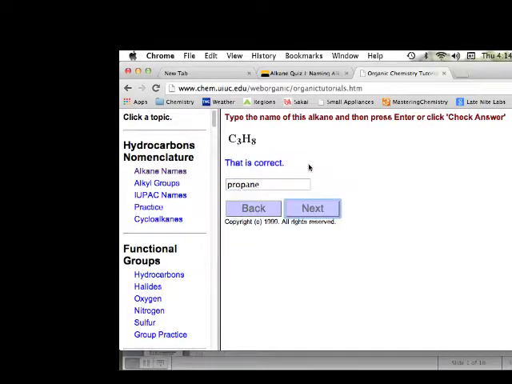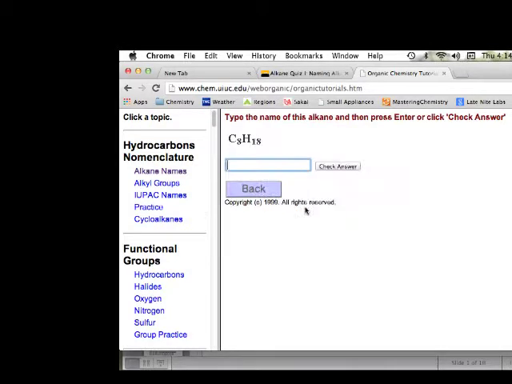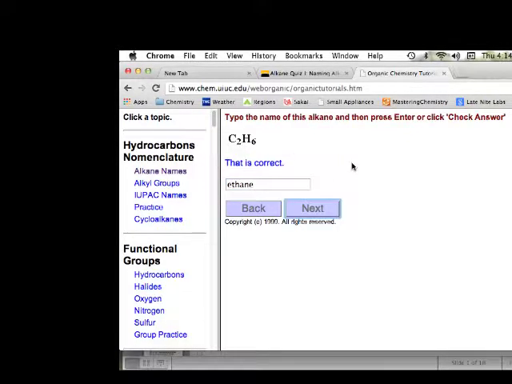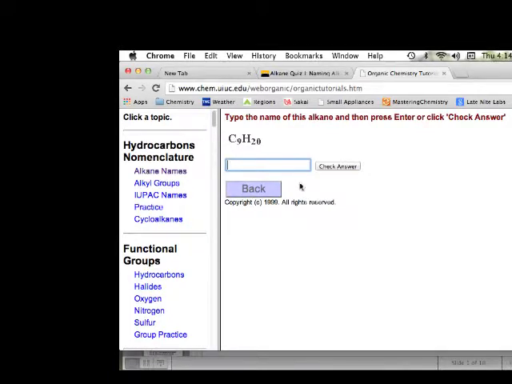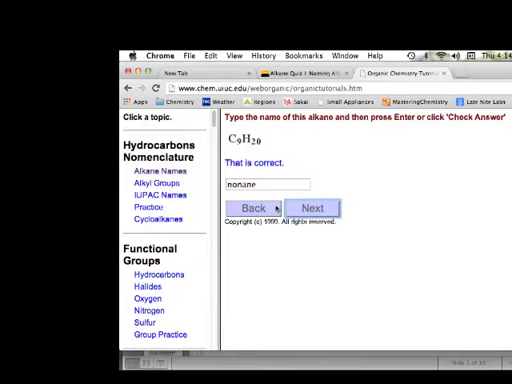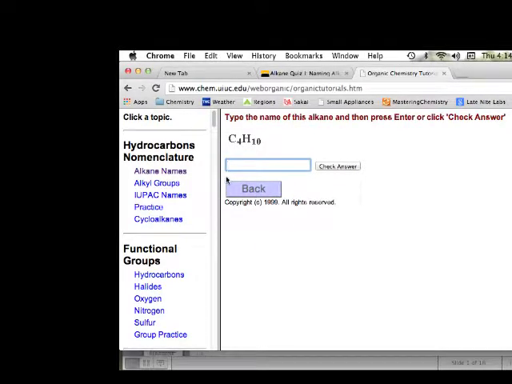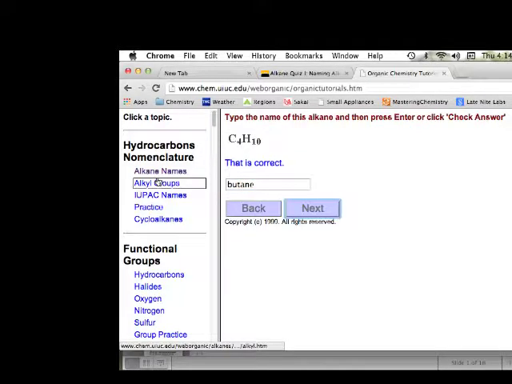I encourage you to continue to do this on your own. 8 would be octane. All of these websites are good for review. 2 carbons, ethane. Non-ane for 9. 4 is butane. Now, these are straight chains.